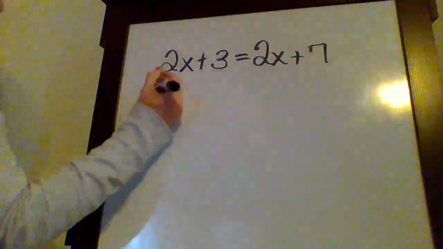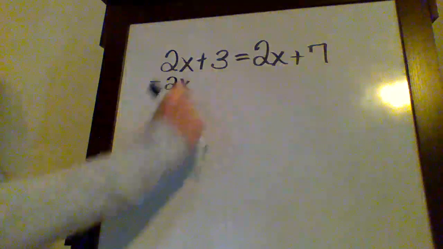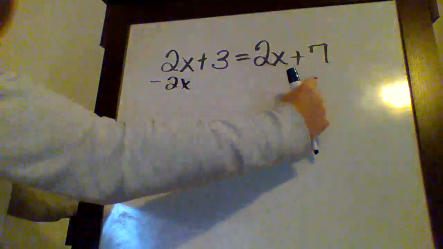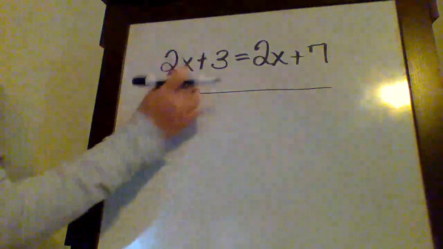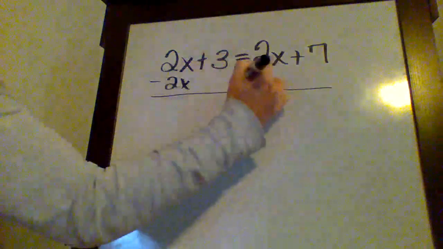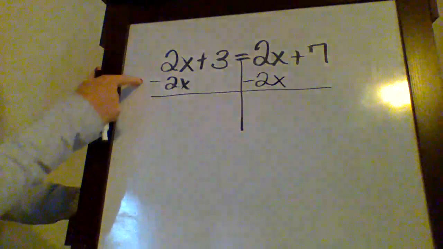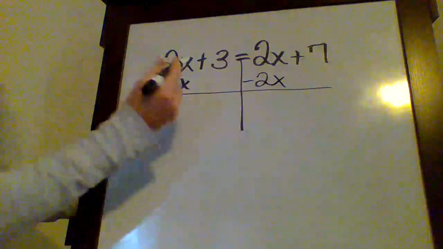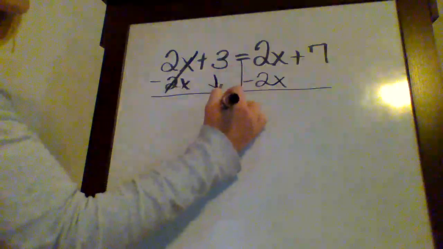I'm just going to move my 2x. Now, technically, yes, I could move my 3, or I could move this 2x, or I could move this 7. You're going to get the same answer. So if I subtract it on this side of my equal sign, then I have to subtract it over here. And I use subtraction because, remember, we have to do the opposite or inverse. So 2x minus 2x cancels out. I'm just going to bring down my 3.